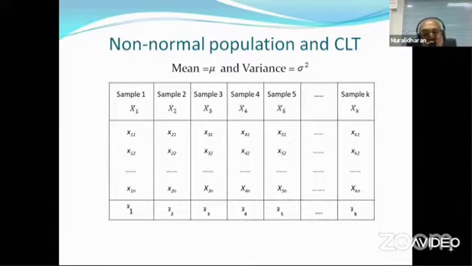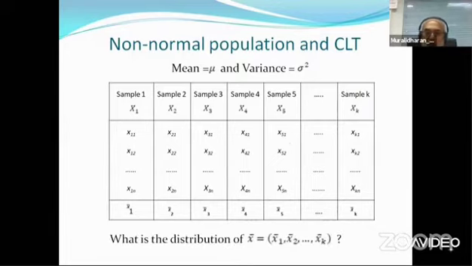Now the question is what the central limit theorem aims for. The question is, what is the distribution of these x1 bar, x2 bar, x3 bar, x4 bar, etc., xk bar? That is now a random variable. I call it x bar. x bar is actually a vector of means. That's the best way to say it. What is the distribution of x bar? This is what the central limit theorem is going to give you.